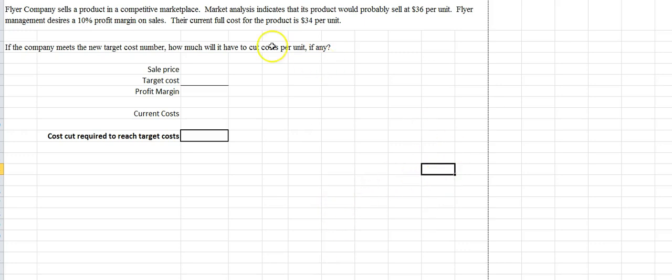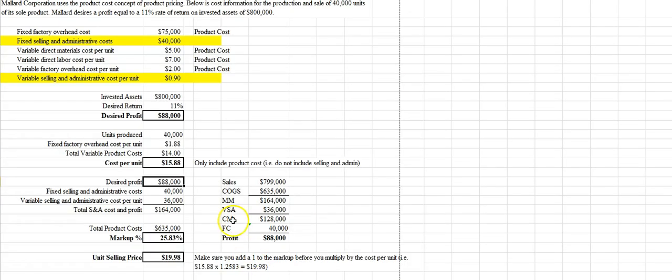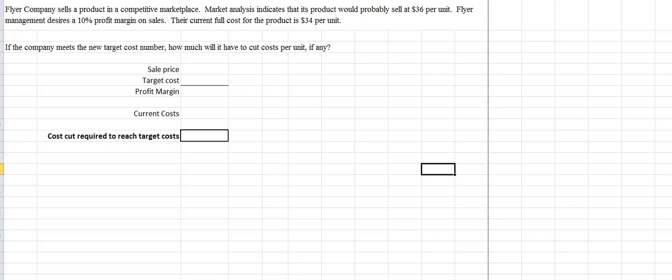Flyer company sells a product in a competitive marketplace. Market analysis indicates that its product will probably, this is a different way of determining your product price, right? The first way we started was called product cost concept. This one we're going to call target cost concept, right? So let me start again.